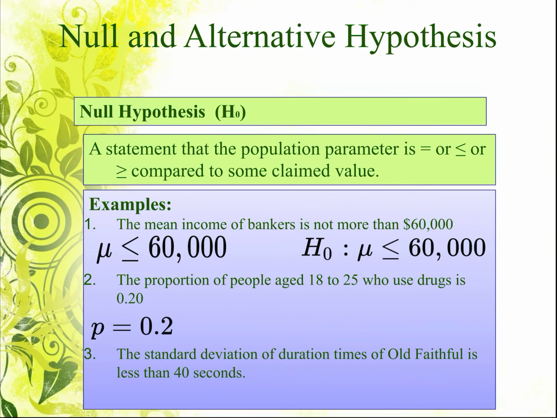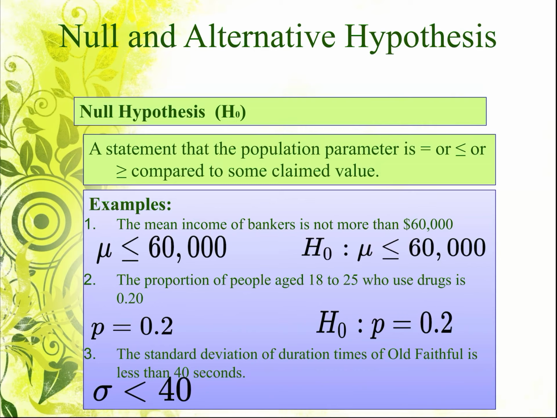The proportion of people aged 18 to 25 who use drugs is 20%, is 0.2. So if you convert that into a math equation, your proportion would be P equals 0.2. Again, this has an equality portion to it, so this would be what we call our null hypothesis. P equals 0.2.